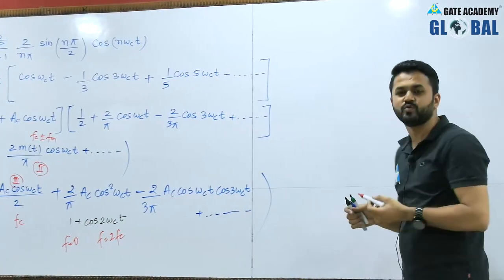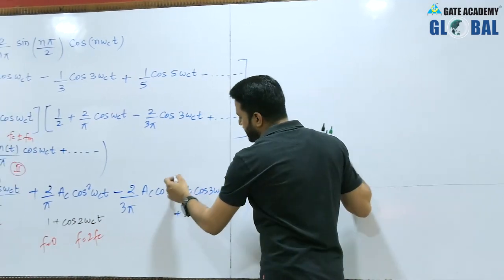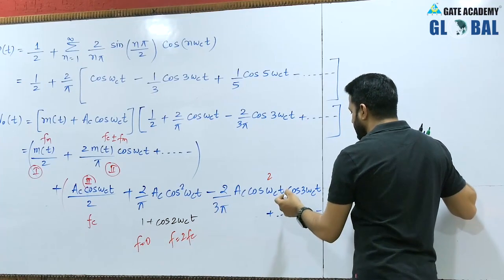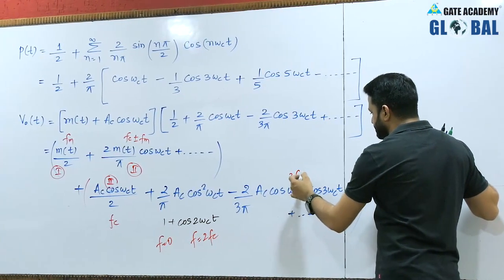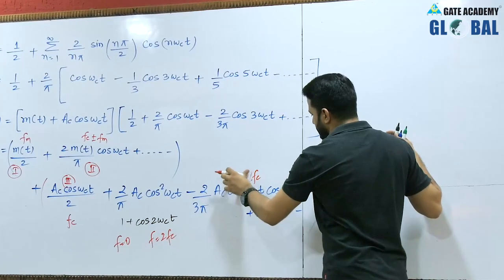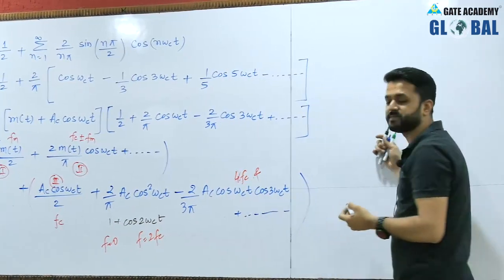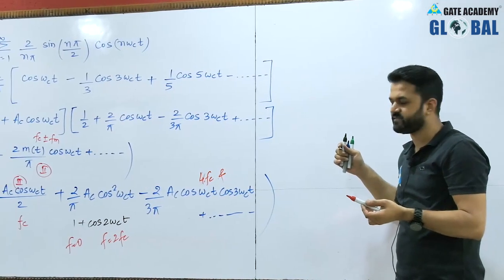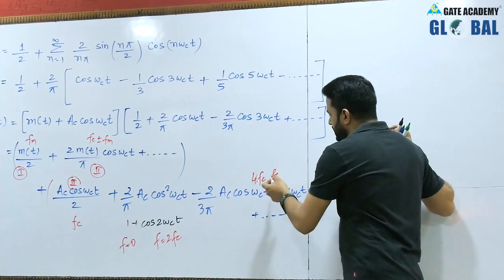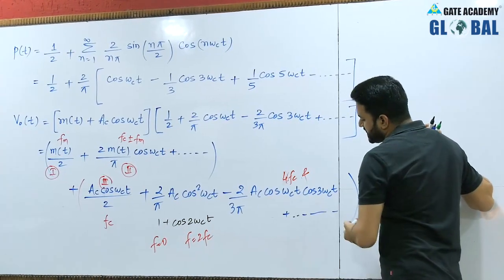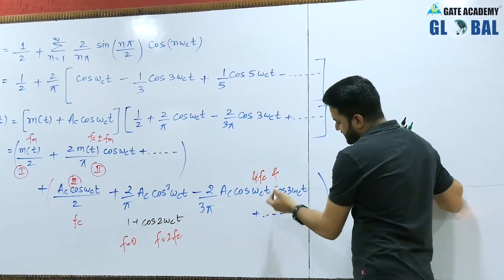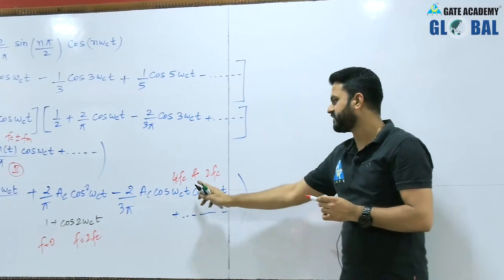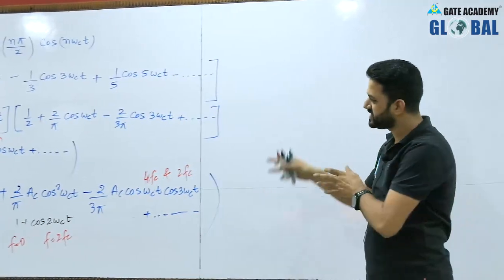And here is the cos A cos B term, using the formula 2 cos A cos B equals cos of A plus B plus cos of A minus B. A plus B gives 4 omega c, which is the 4 fc term, and the difference between these two, 3 omega c minus omega c, is 2 omega c. So we get a 2 fc term. So here again we get two frequency components, 2 fc and 4 fc.